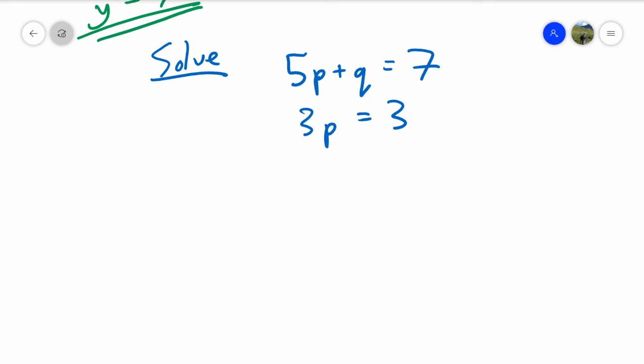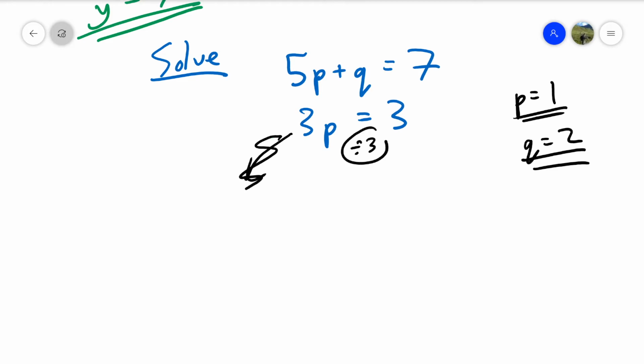So, the answer is, just so if you're confident, you can just skip. P equals 1 and Q equals 2. Now let's actually work it out. Well, let's start off with this one. In fact, we just start here. Divide by 3, P equals 1.